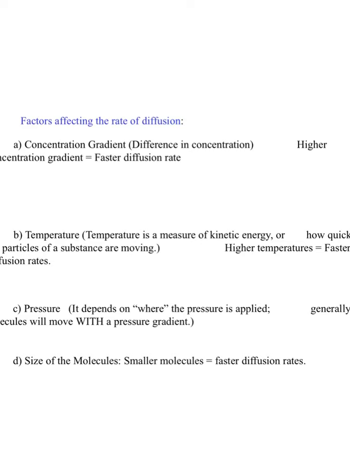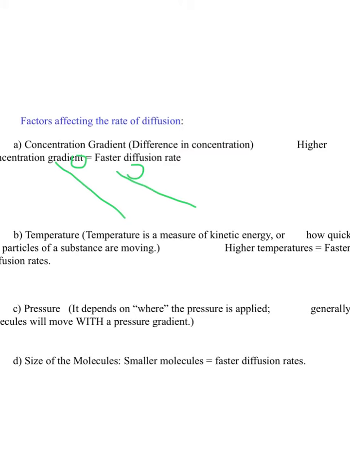However, it can happen at different rates. So things that affect the rate of diffusion or the speed of diffusion: concentration gradient, difference in concentration. The higher the concentration gradient or the concentration difference, the faster the diffusion rate. Again, think of our ramps. If our ramp is really, really steep and we release our basketball, it's going to go pretty dang fast. If our ramp is at a more gentle slope, that basketball is going to roll slower.